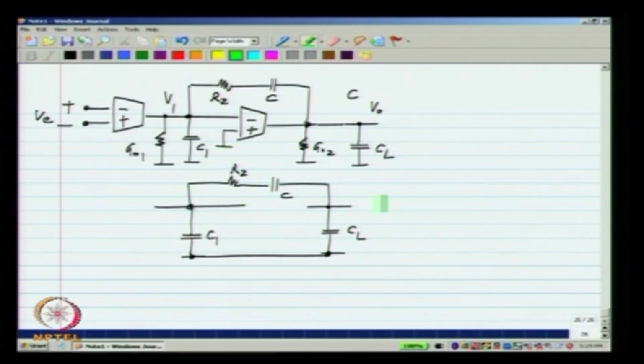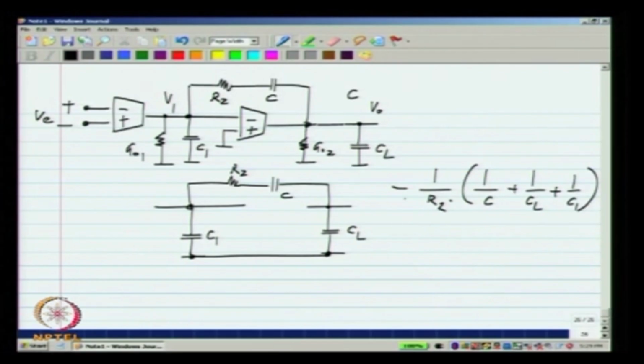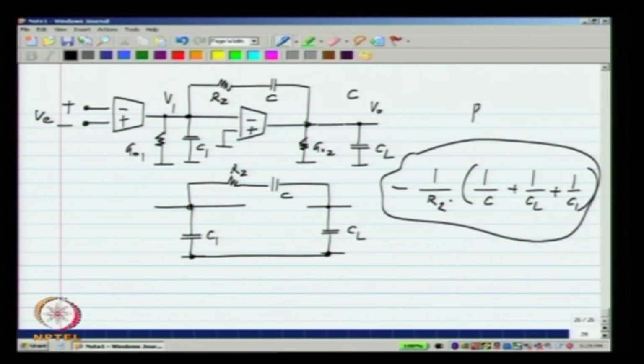So, the pole associated with this turns out to be minus 1 by RZ and the series combination of the three capacitors, which is just 1 over C plus 1 over CL plus 1 over C1. That is the approximate value of P3. Now, if you do the third order equation and the approximations that I mentioned, you will get exactly this solution. Please verify that. Please just do not take this for granted, and also try to understand how I got this value here.